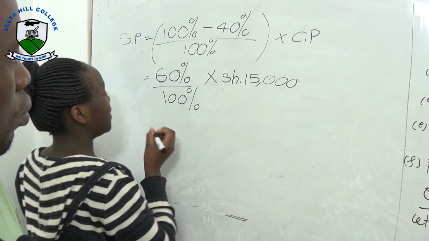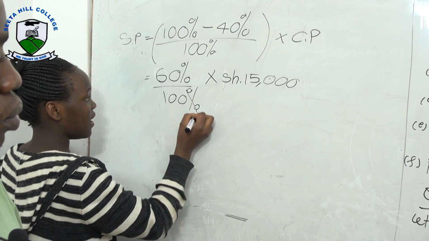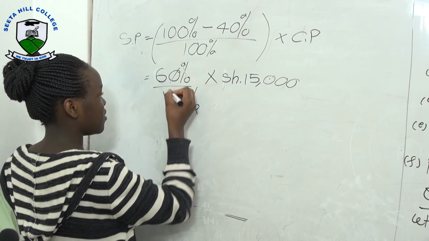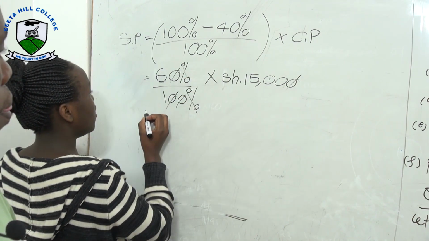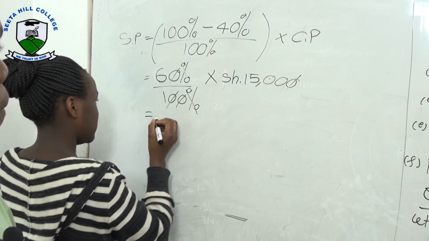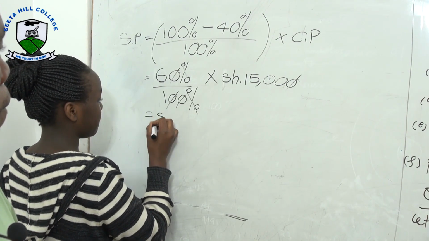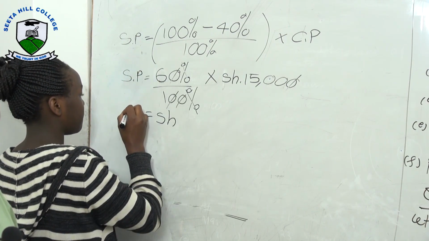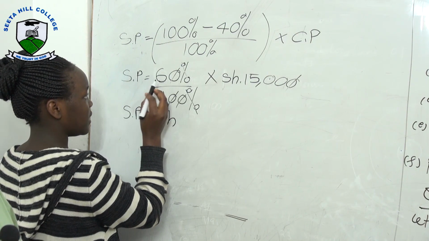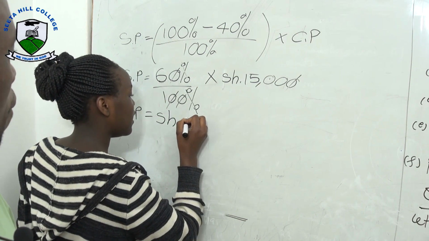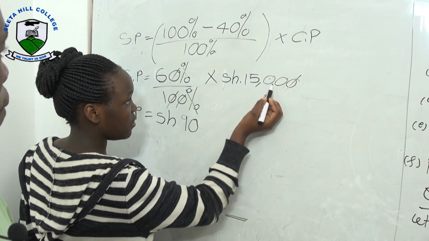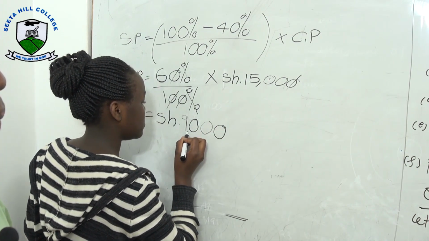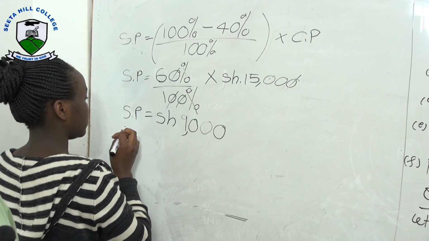Then the percentage and percentage will be cancelled. Then the 0 and 0, and that's 0. So 6 times 15 is 90. Then we shall add these two zeros, which is 9,000, the selling price.